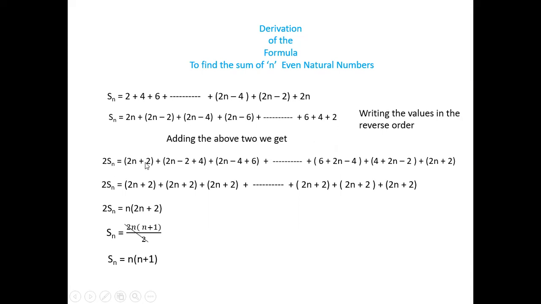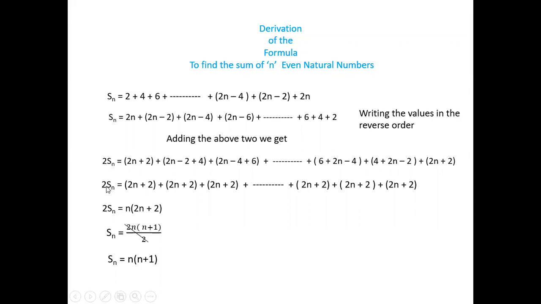Here it is 2n plus 2, right as it is. Here 4 minus 2 is 2, so 2n plus 2. Here 6 minus 4 is again 2, so it is again 2n plus 2. Here again 6 minus 4 is 2, therefore it is 2n plus 2. Here again 4 minus 2 is 2, so it is 2n plus 2, and the last term is 2n plus 2. So if you see here, all brackets are 2n plus 2, 2n plus 2, 2n plus 2. It has occurred n times. So that means this total is n times 2n plus 2.